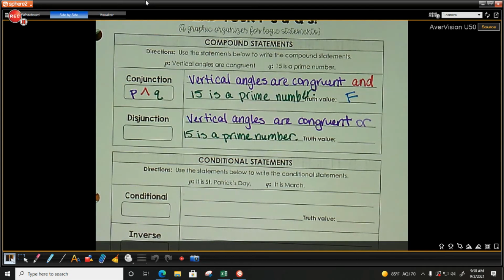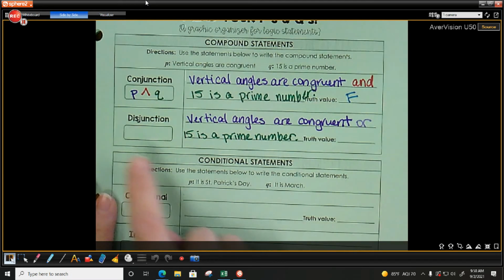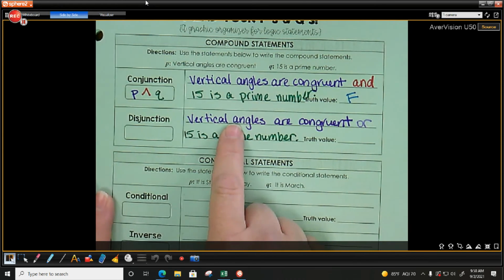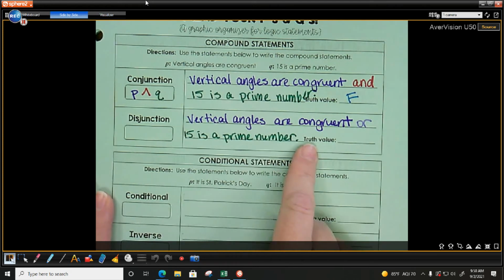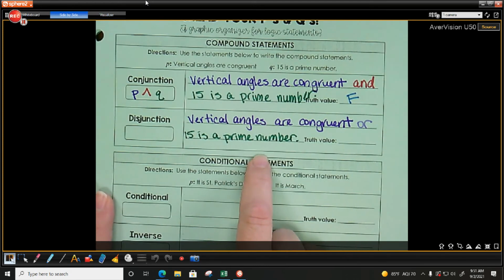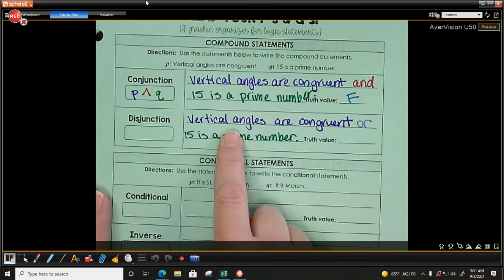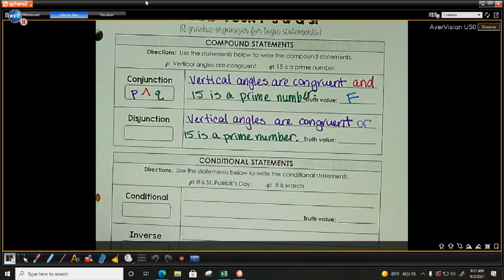Could they both be true? Not in this example, but could I make two statements that are both true? Yes. But a disjunction, one or the other has to be true. They both could be true, but one of them has to be. So vertical angles are congruent or 15 is a prime number. Is one of those true? Yes, vertical angles are congruent. So since it's an or statement, since it's a disjunction, only one has to be true. Since one is true, my truth value for this is true or false? True.